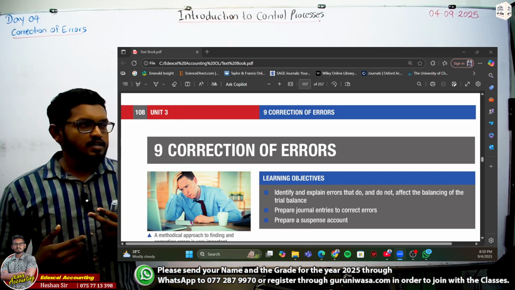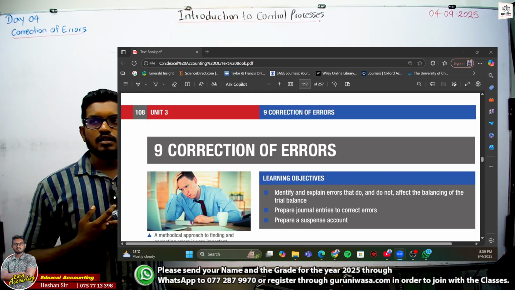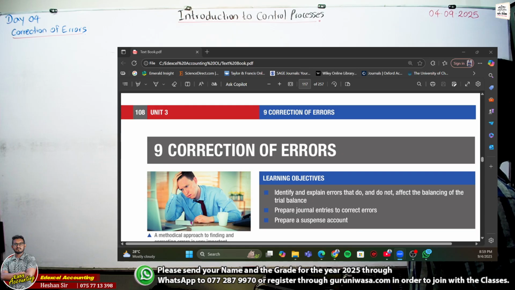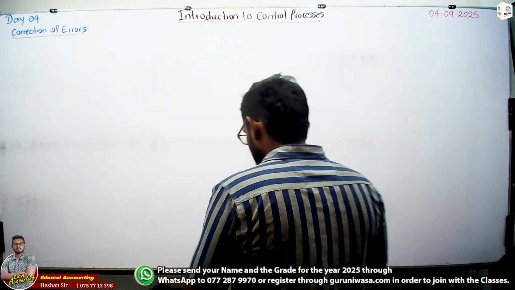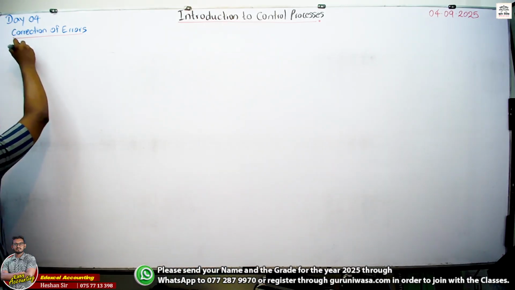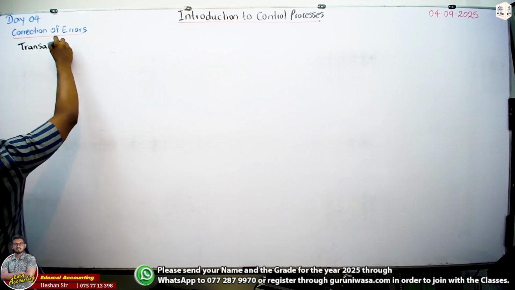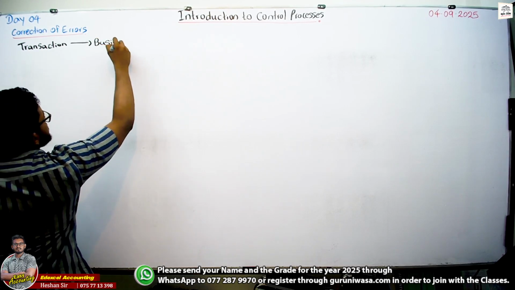So now in trial balance also we discuss about correction of errors, right? But in here we are going to discuss it in a bit more advanced way, right? Okay. So right now I'll simply take the startup. Once a transaction happens, what is the next procedure? We prepare an evidence we call business documentation.